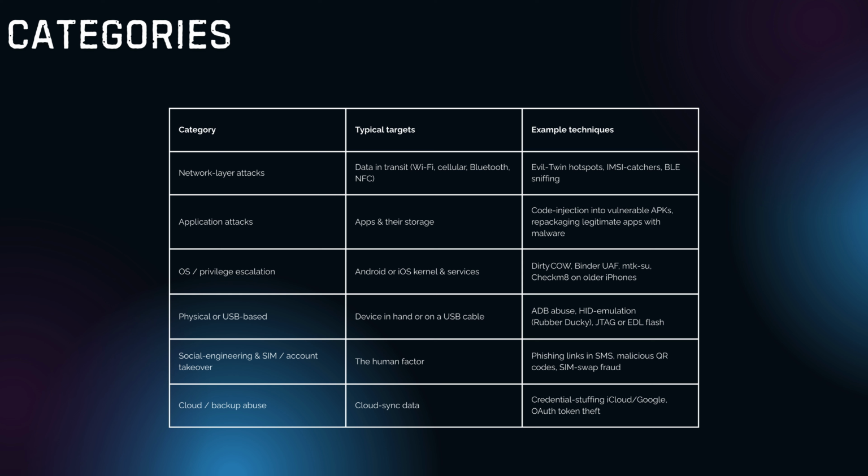There's even OS and privilege escalation, where on Android or iOS, kernels and services are attacked using tools such as Dirty Cow, Binder, UAF, MTKSU, Checkm8 on older iPhones. This is assuming that there are vulnerabilities within the kernel or operating system. You're doing physical or USB-based attacks. That's the device in hand or within a USB cable. You can do ADB abuse, HID emulation using a Rubber Ducky, JTAG, or EDL flash.